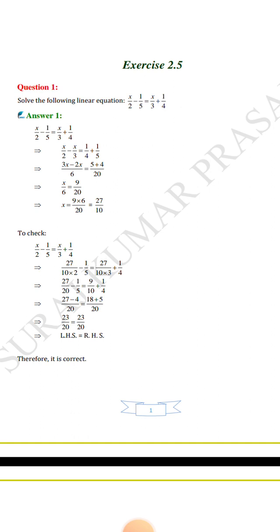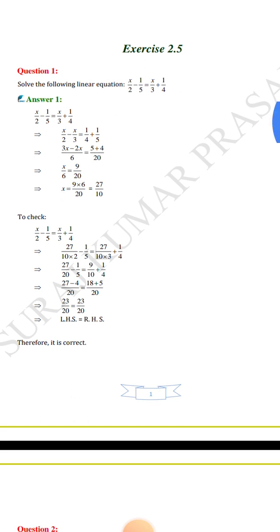So x by 2 minus 1 by 5 equals x by 3 plus 1 by 4. Then x by 2 minus x by 3 equals 1 by 4 plus 1 by 5. Then if we take the LCM of 2 and 3 we get 6, and the LCM of 4 and 5 we get 20. Then 3x minus 2x by 6 equals 5 plus 4 by 20.